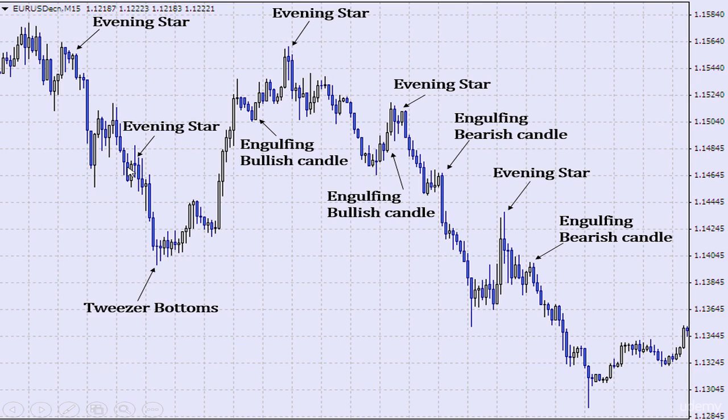Evening star here, the market fell. So several evening stars, several engulfing bearish candles. So these patterns are extremely important. Practice trading these patterns. Open a demo account and search for these patterns. Okay, it's very good to learn to identify these patterns on charts.